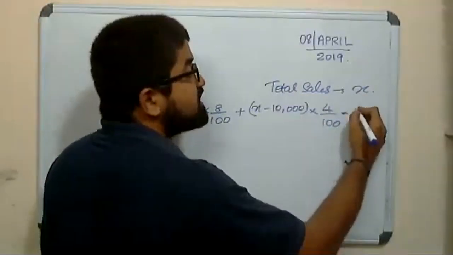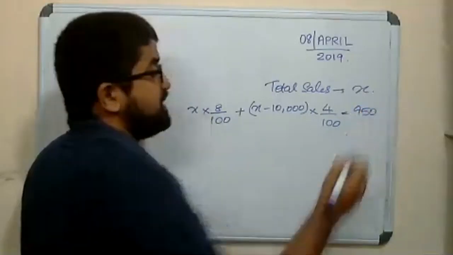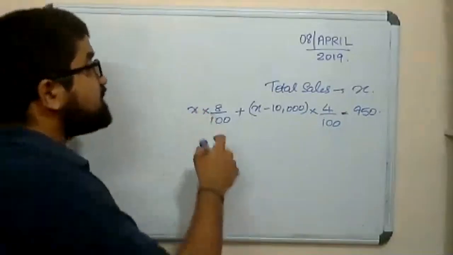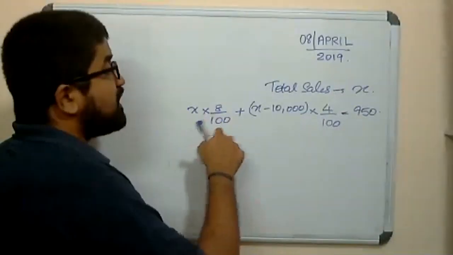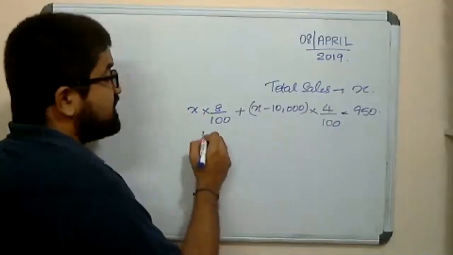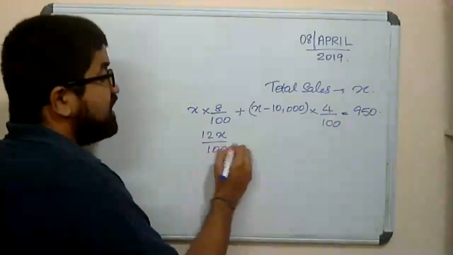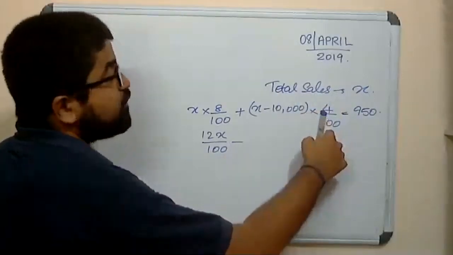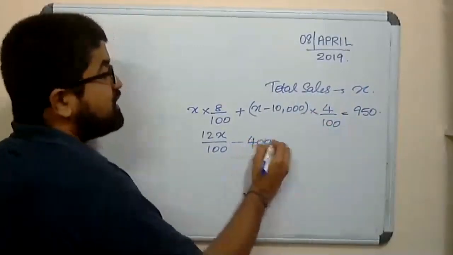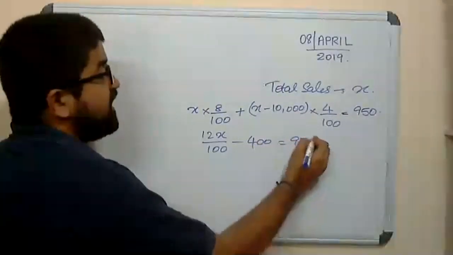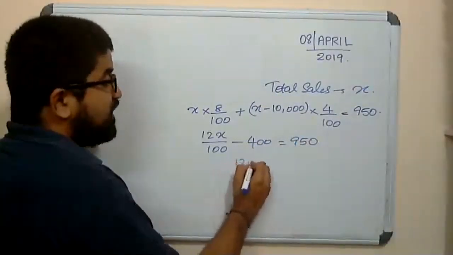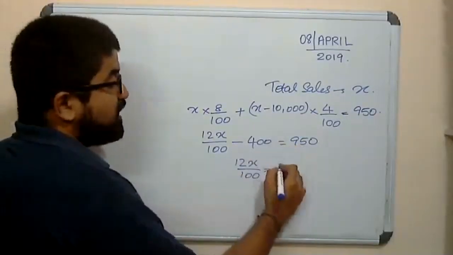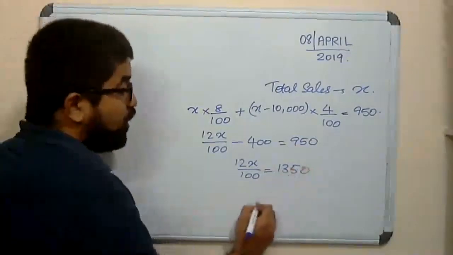This total adds up to give you 950 rupees. That is the total commission amount as given in the question. So from this I can see that 8x upon 100 plus 4x upon 100, that is 12x upon 100, minus 10,000 into 4 upon 100, that value comes to 400. That total comes to 950. So this gives me 12x upon 100 equal to 950 plus 400, that comes to 1350.